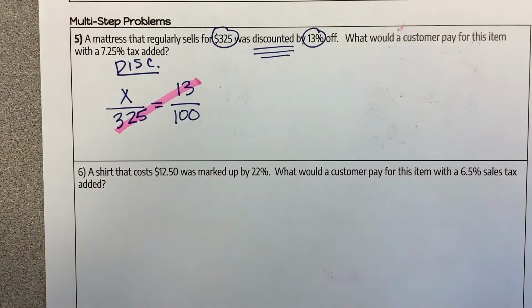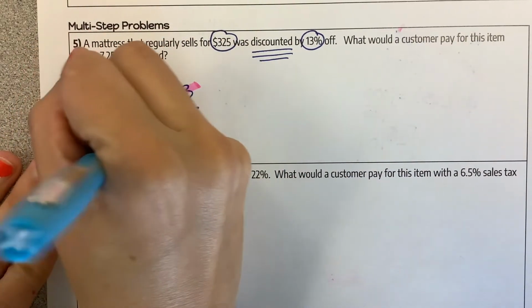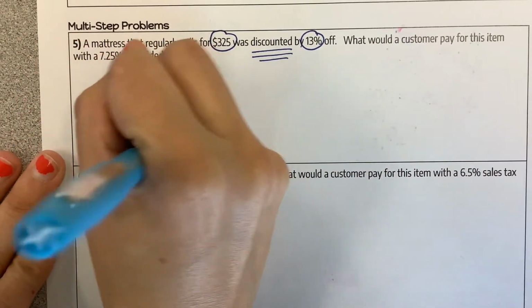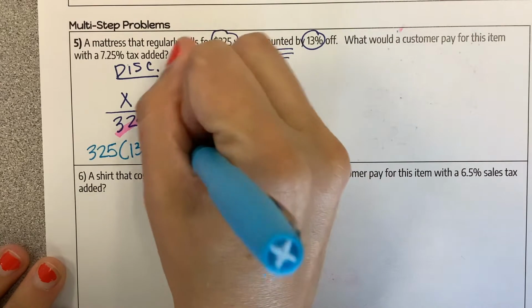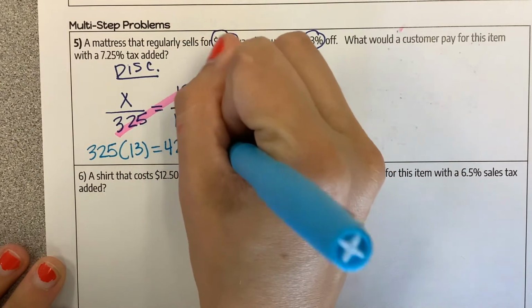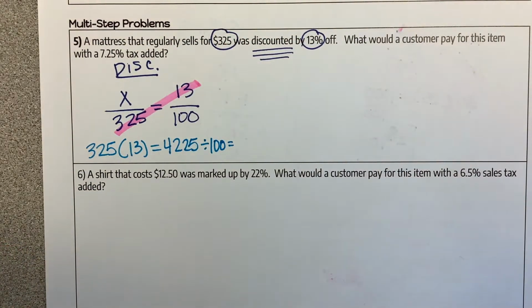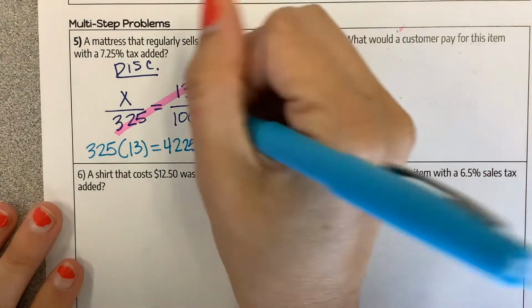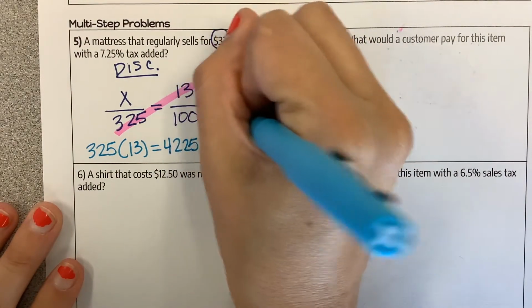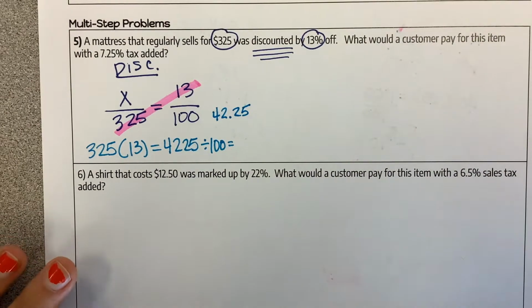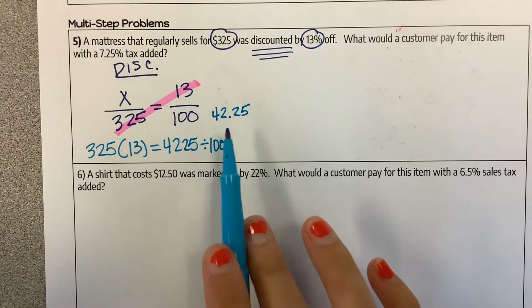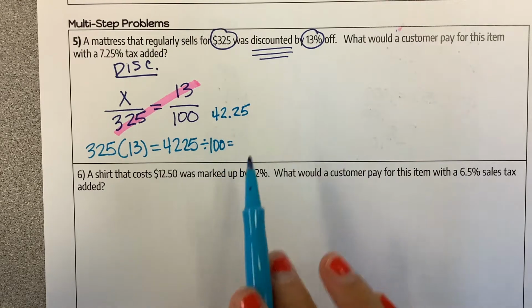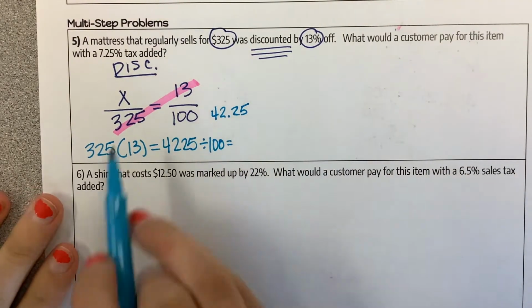As I'm calculating here, 325 times 13 is 4,225. We're dividing that by 100 to get 42.25, which means this isn't what we're putting the tax on. That is the discounted amount, okay?